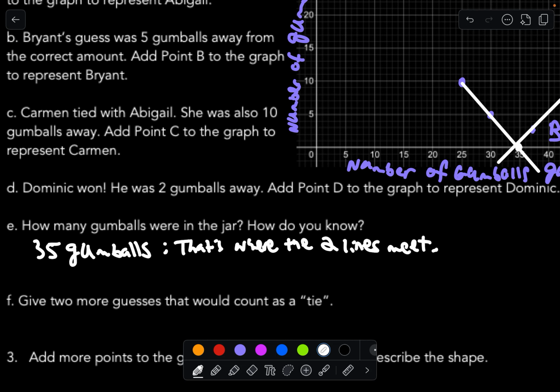What they mean by that, if you guessed, I don't know, right there, there's another one. That's a tie. That's right there. In other words, it's the same distance on either side of this point here. Okay.